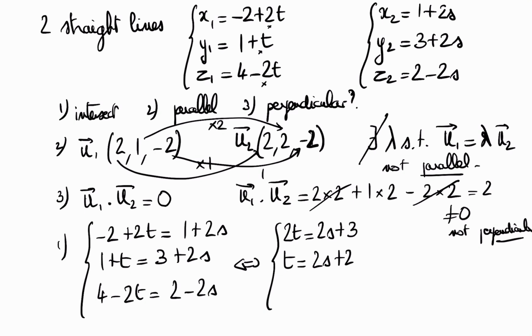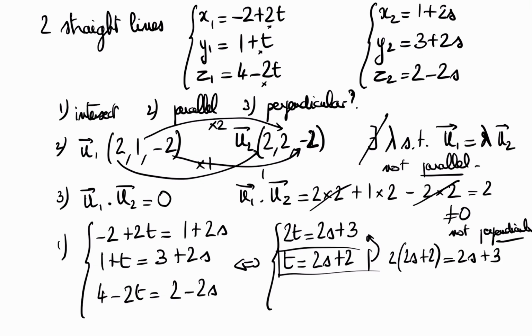I'm not going to write the third one. Let's start from that. Let's try to find a value. Let's substitute that into this equation. So we get 2 times 2s plus 2 is equal to 2s plus 3. That means that 4s plus 4 equals 2s plus 3. That means that 2s is equal to minus 1. So s is equal to minus 1/2.